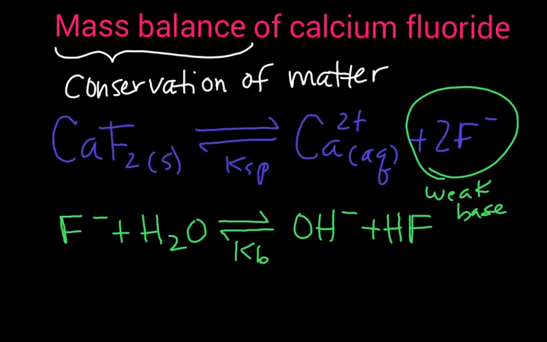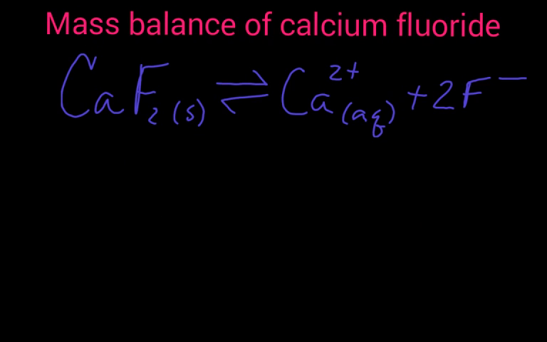So we need to be able to write out a mass balance, because the reason this problem is much more complicated is that we have two competing equilibria here. We have our calcium fluoride dissolving to form our fluoride anion, and then we have our fluoride anion going on and reacting with water to form hydroxide. So we can set up a mass balance based on these equilibrium expressions, and here's where I want to use an ICE table. I want to set up an ICE table to help you think about this mass balance.